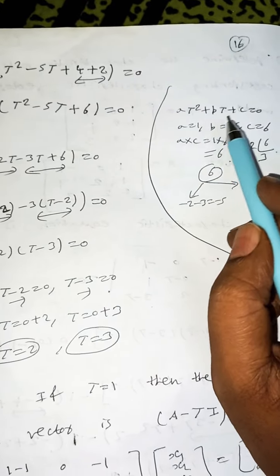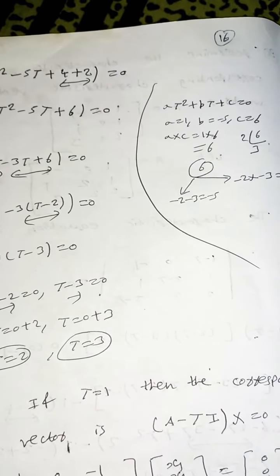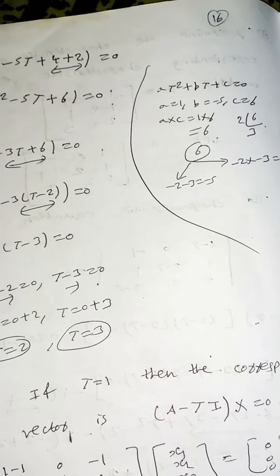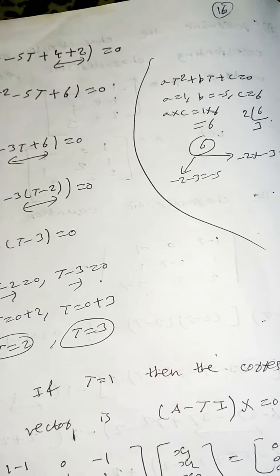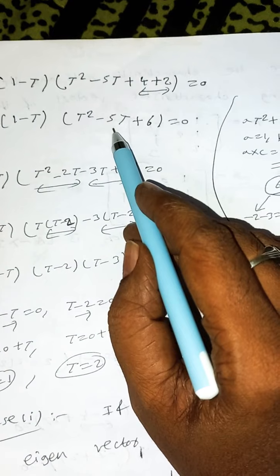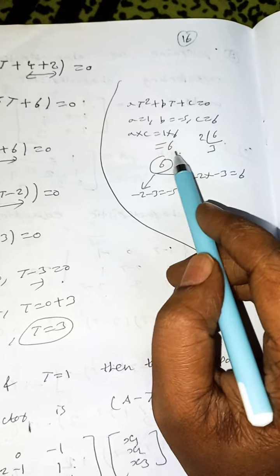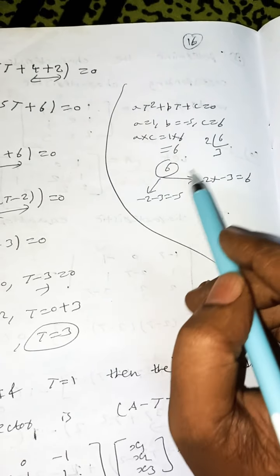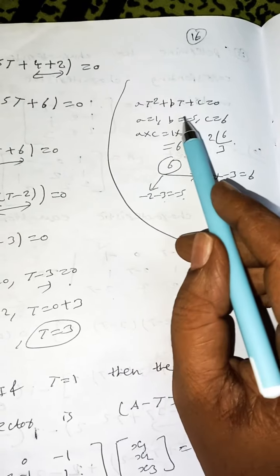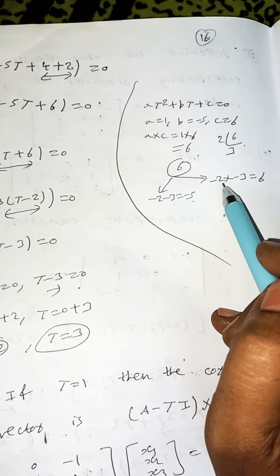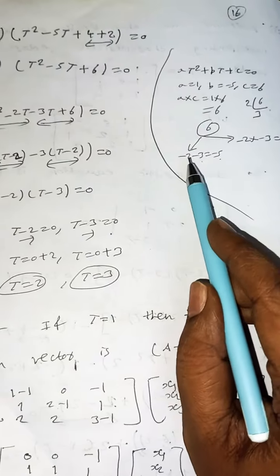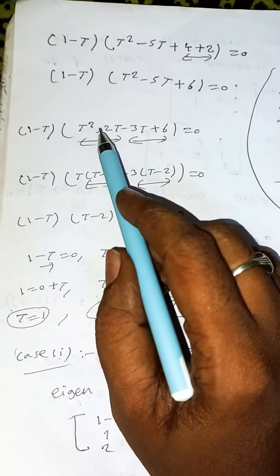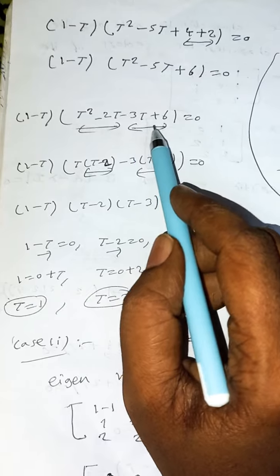This is in the form of a lambda square + b lambda + c = 0. What is the coefficient of lambda square? It is 1. The coefficient of lambda is -5. The constant is 6. So a into c is 1 into 6, which is 6. The prime factors are 2 and 3. If you take -2 and -3, you will get -5, and the product of -2 and -3 is +6. So in place of -5 we can write -2 and -3. That is why I have written lambda square - 2 lambda - 3 lambda + 6.